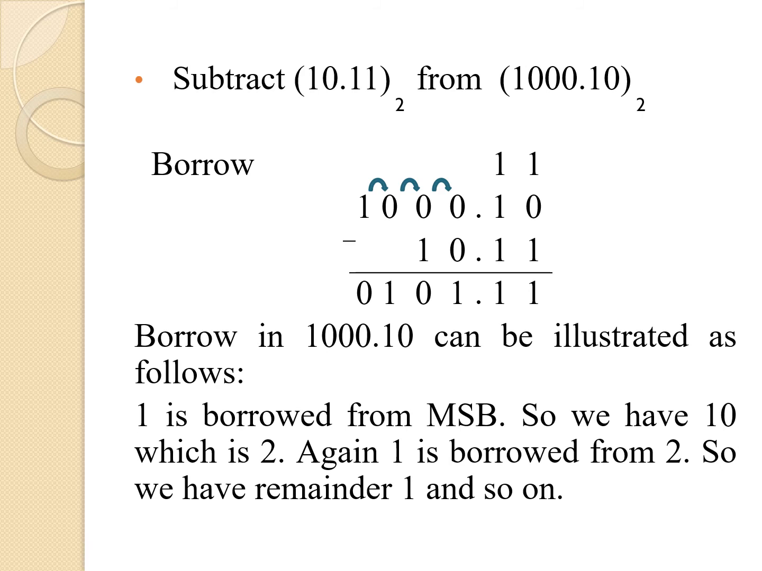Subtract 10.11 from 1000.10. Again, by applying the rules of binary subtraction, you can do the subtraction. The answer we will get from this problem is 0101.11. Borrowing in 1000.10 can be illustrated as follows. 1 is borrowed from the MSB, so we have 10 which is 2. Again 1 is borrowed from 2, so we have remainder 1 and so on.